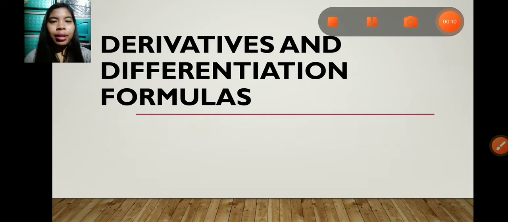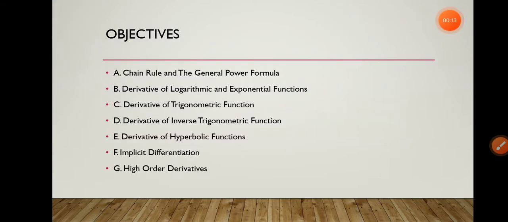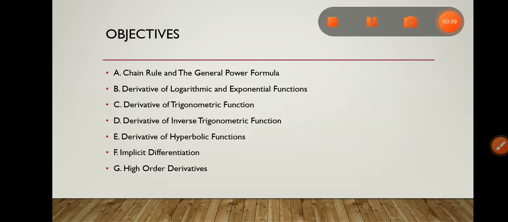Here are the objectives. The first one is the chain rule and the general power formula. The second one is derivative of logarithmic and exponential function. The third one is derivative of trigonometric function. The fourth one is derivative of inverse trigonometric function. The fifth one is derivative of hyperbolic functions. The sixth one is the implicit differentiations. And lastly is the higher order derivative.